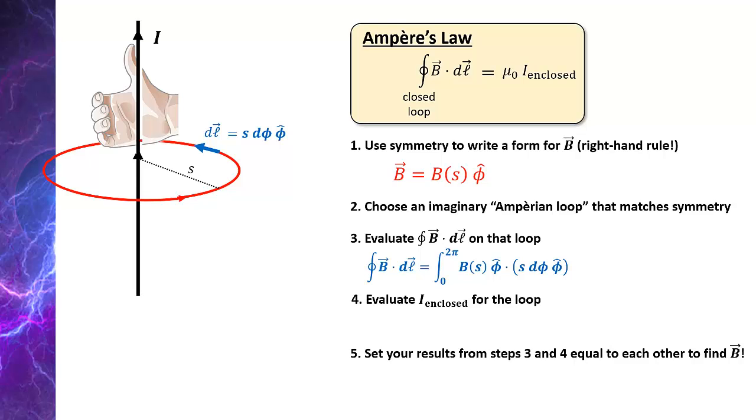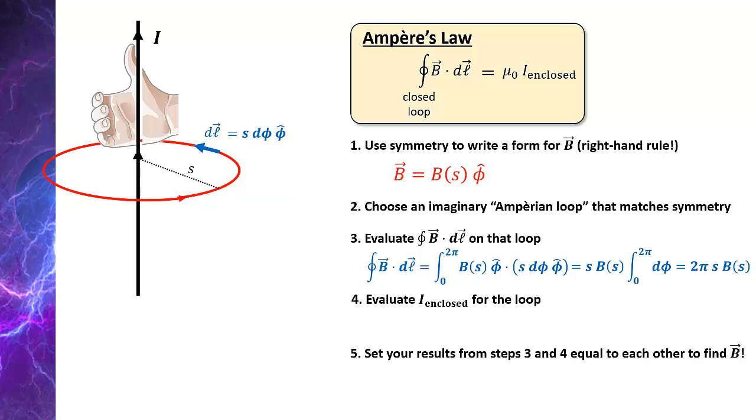So in particular, we plug in our symmetry form for B, that's B of s phi hat, and we dot that with s d phi phi hat. Well, I only need to worry about the dot product between phi hat and phi hat, which gives me 1. The s and the B of s don't depend on phi. Those are just constants from the perspective of the integral, and so they can come out of the integral. And so I have s B of s times the integral from 0 to 2 pi of d phi. Oh, that's just 2 pi.